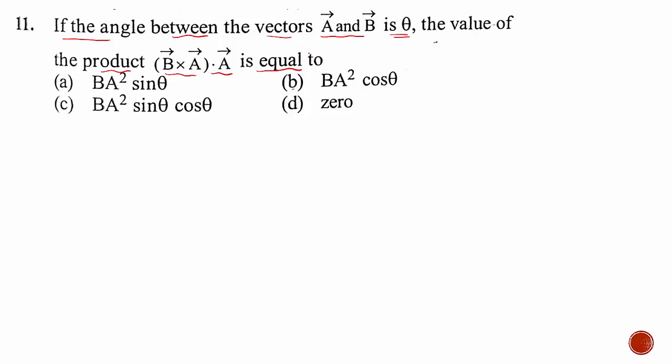Angle between two vectors is given theta. We have to find the product of B cross A dot A. Yes, we know that B cross A, this is cross product. So let us consider B cross A. Its resultant we can take it as R. B cross A, this is a vector. So this vector is perpendicular to both B and A.